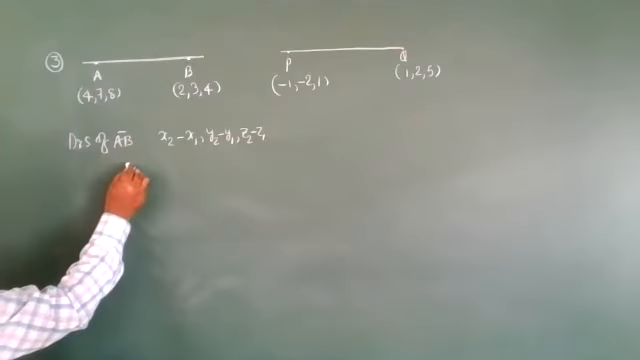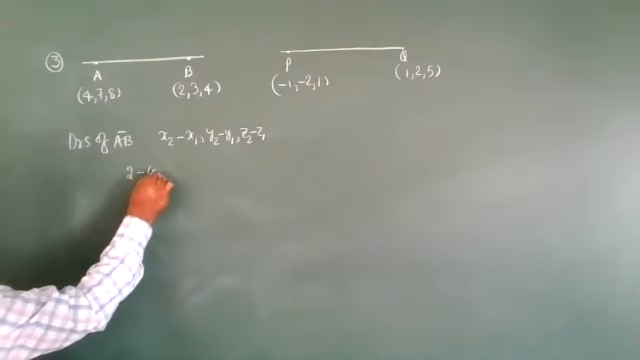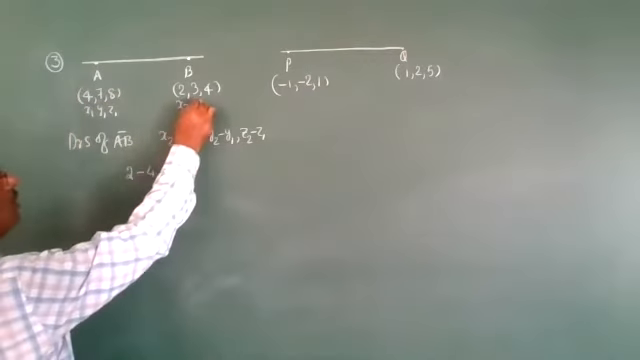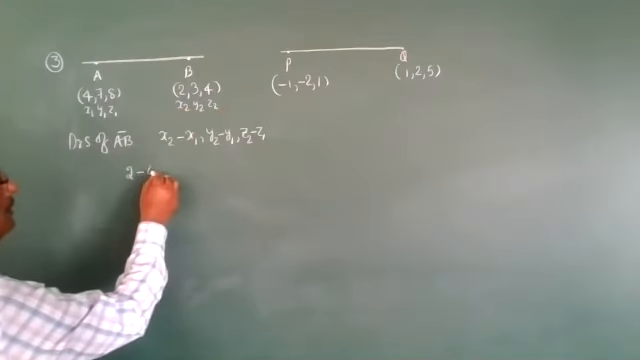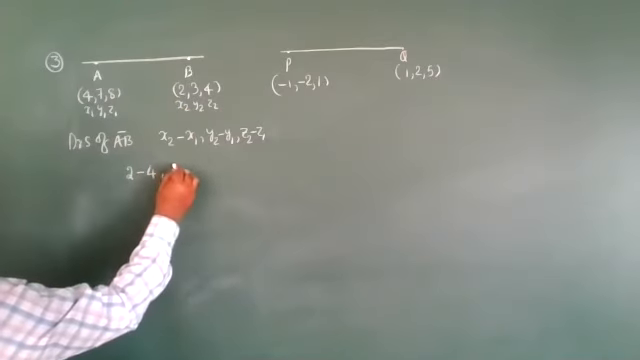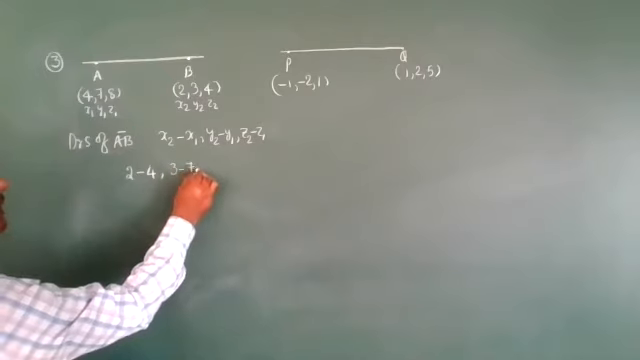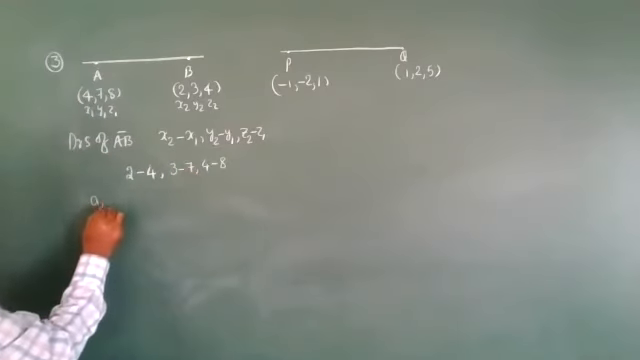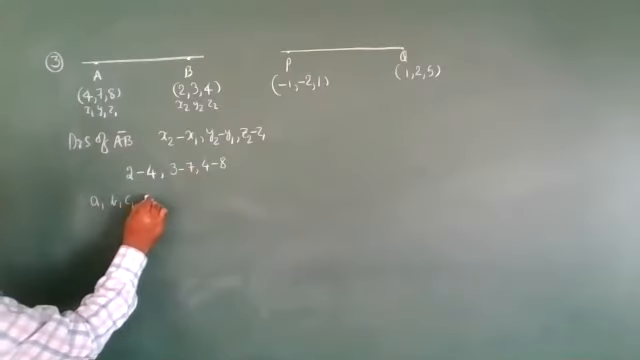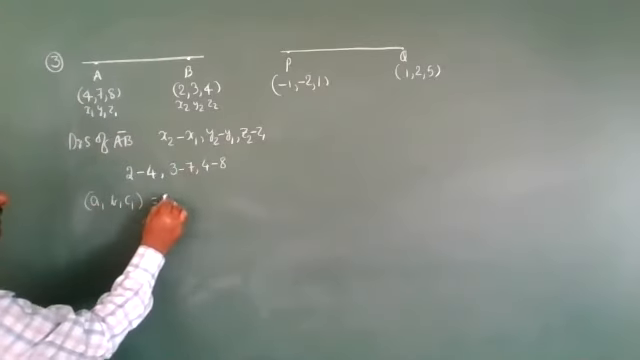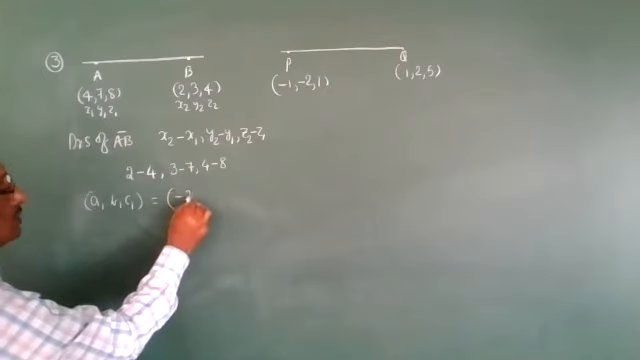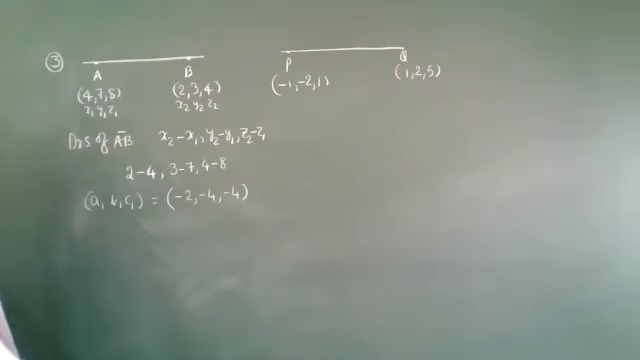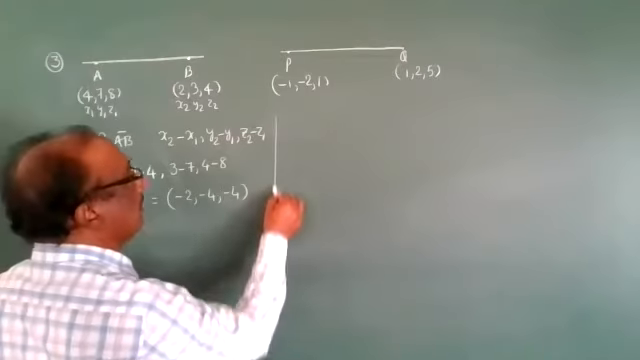This is X1, Y1, Z1 and this is X2, Y2, Z2 in the AB line. So 2 minus 4, 3 minus 7 and 4 minus 8. So A1, B1, C1, the DRs, are minus 2, minus 4, minus 4.